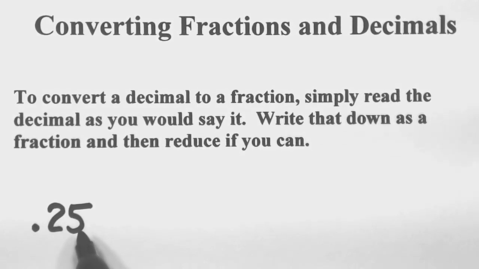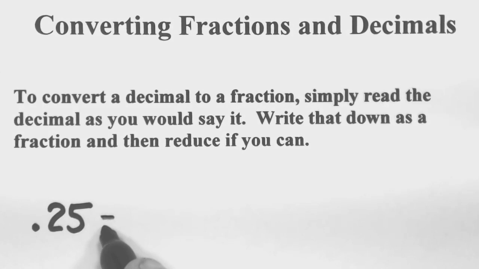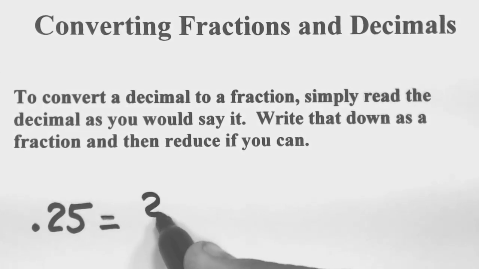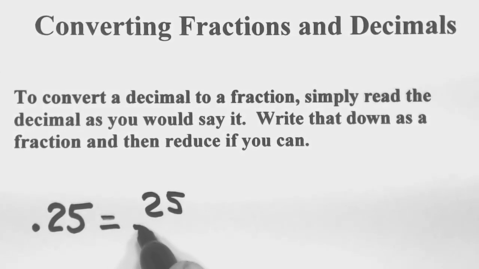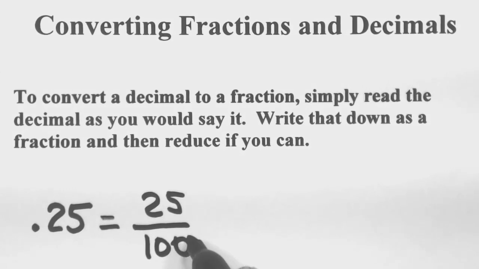So how do you verbalize a decimal number? You read it like a whole number, 25, and then you verbalize the last decimal place. This is the hundredths place, so you'd simply say, okay, that equals 25 hundredths. Here we go, 25 over 100. This, of course, is 25 hundredths.